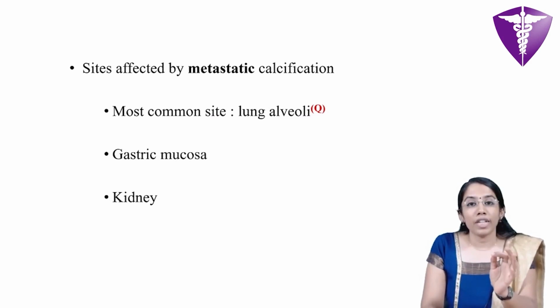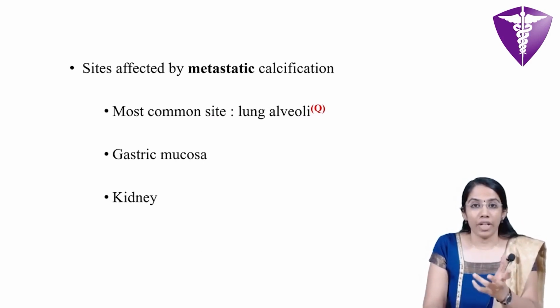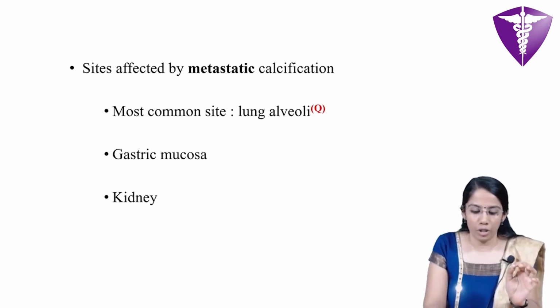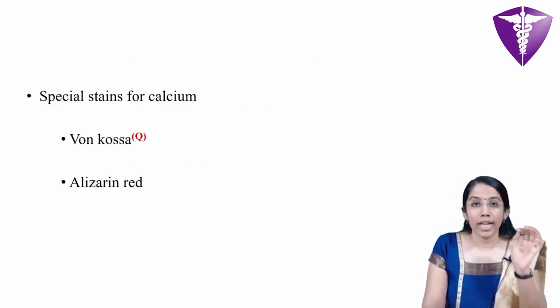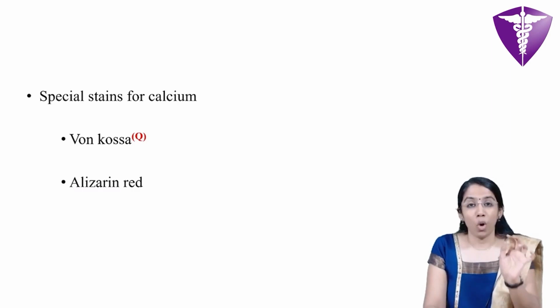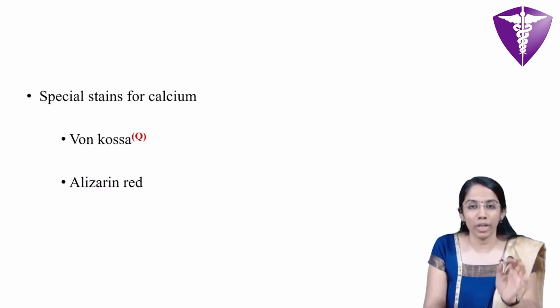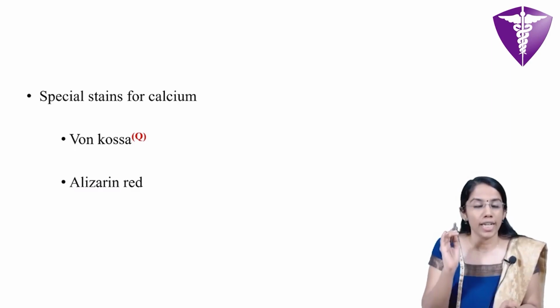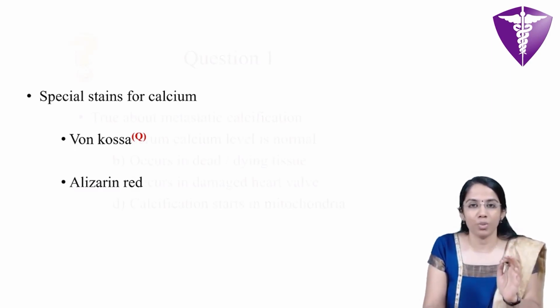Now the sites affected by metastatic calcification. The commonest site is lung alveoli. Apart from this, gastric mucosa and kidney tubules may also be affected by metastatic calcification. And special stains for calcium: Von Kossa is the most important one. Apart from that, alizarin red. These are the special stains used for demonstrating calcium in tissue.